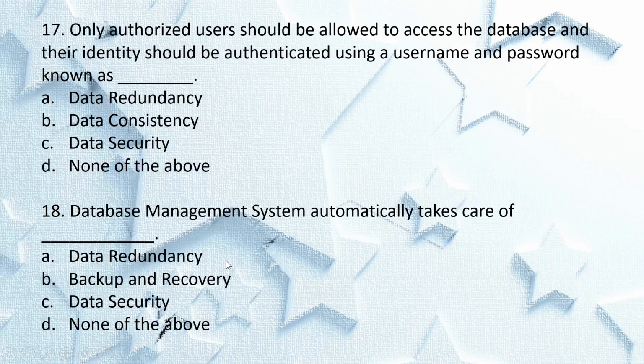Number 17, only authorized users should be allowed to access the database and their identity should be authenticated using a username and password known as data redundancy, data consistency, data security, none of the above. The correct option is C part, data security. For this, you have to use username and password.